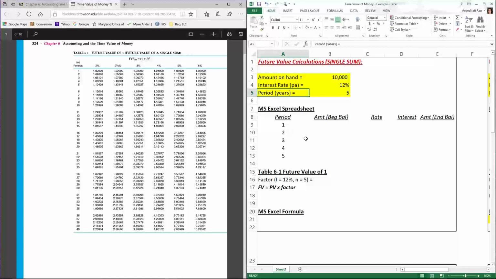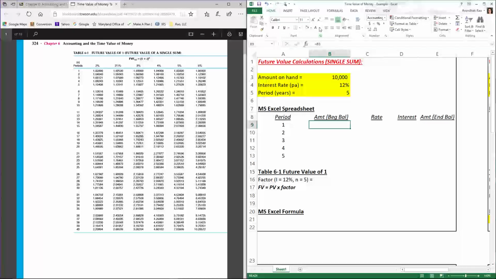If I have a spreadsheet, as I do over here, I could set up a table and we can work our way through the calculations. I have the first column for the number of periods, 5 periods that I'm going to keep the money aside, the amount of money I have at the start of each period, the interest rate, which I know is 12%, the interest earned in each period, and the ending balance. So let's start with the first number.